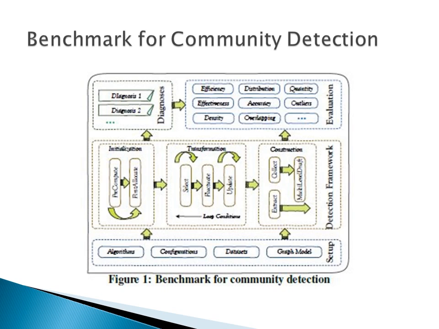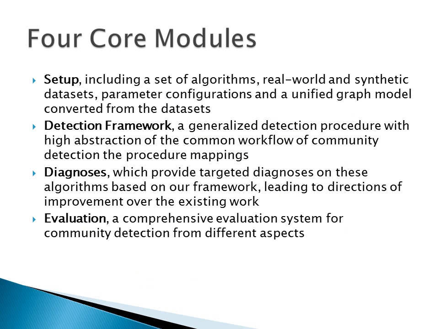So in this Figure 1, we can see that the benchmark, it's their proposed benchmark for community detection. It separates into 4 main sections. The majority of the paper focuses on the middle section called Detection Framework, and we'll discuss what this consists of later on in this presentation.